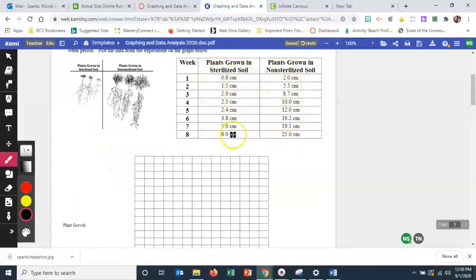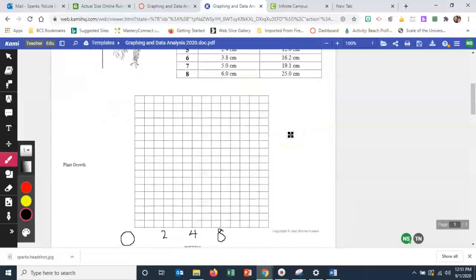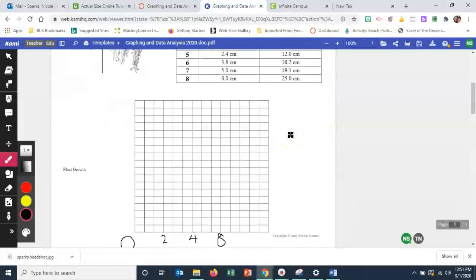We can see that this one all the way goes up to 6 centimeters, but this one goes all the way up to 25. So we need to make sure that our y-axis also goes up to 25. So once again, we're going to figure this out, and I've gauged it already. I'm going to go by 2's again and just skip every second block.